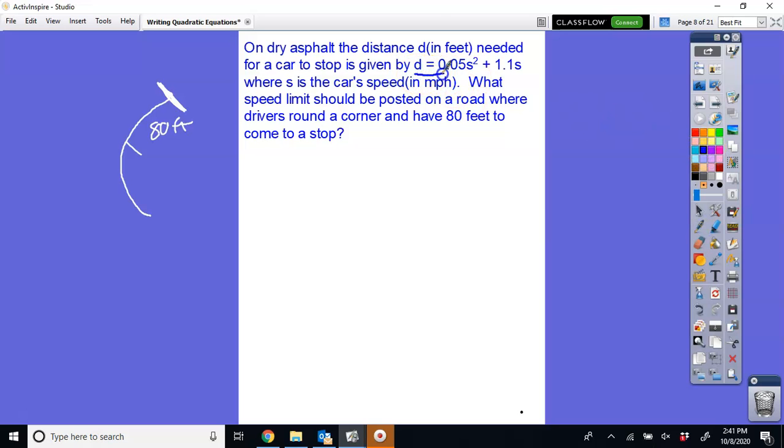This equation, again, was given to you. The distance is equal to this equation with speed over here. Well, if they have 80 feet to stop, 80 feet is the distance they have to stop: 80 equals 0.05 s squared plus 1.1 s. And I apologize about my s's and my 5's looking very similar to each other. That would be an equation that we're going to learn how to solve later, so that I could find the speed that the car should be traveling and put up a speed limit sign on the road.